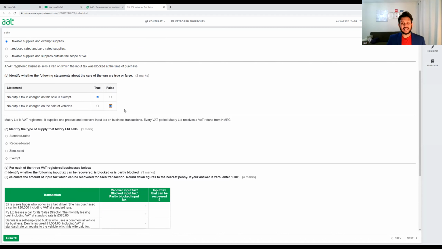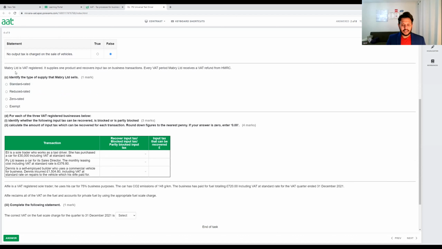That's not true. When you sell the vehicle, if you have any other car, then you have to charge the output VAT. So it depends. If it is only blocked, then obviously it's a different thing. But it doesn't mean that for all vehicles I'm not going to charge the output tax. If it is for private purpose, remember that if you buy a private car, you're not allowed to claim the VAT, and when you sell it, you don't have to charge the output VAT. But if it is a van or commercial vehicle, and it was not blocked on purchase, then you can always charge the output VAT.